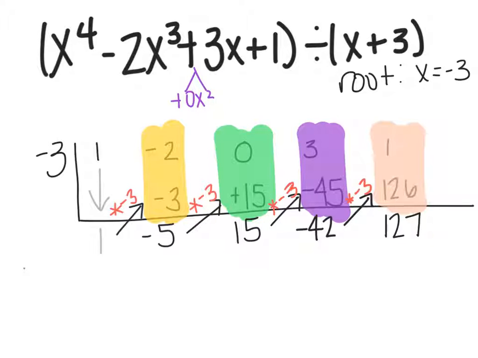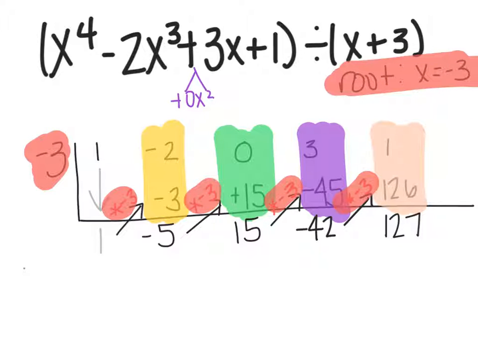So I currently have all of my coefficients of my answer. So again, just don't forget that this negative 3 here that I've been multiplying by every time, that negative 3 came because my root was negative 3, which I got my root from my factor, which was x plus 3. So remember, all of these numbers are now my coefficients of my answer.